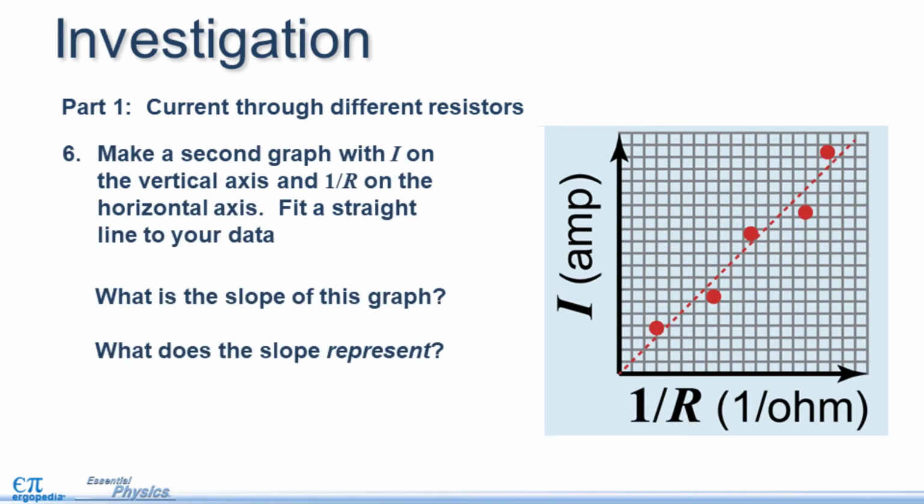You're going to make a second graph where you plot I on the vertical axis and 1 over R on the horizontal axis. You're going to fit a straight line to your data. So in other words, find a line of best fit. What is the slope of your graph? Record that in your notebook. What does the slope represent? Record that in your notebook.